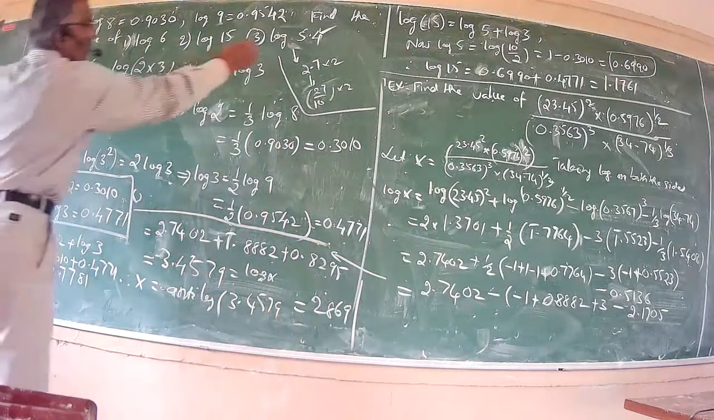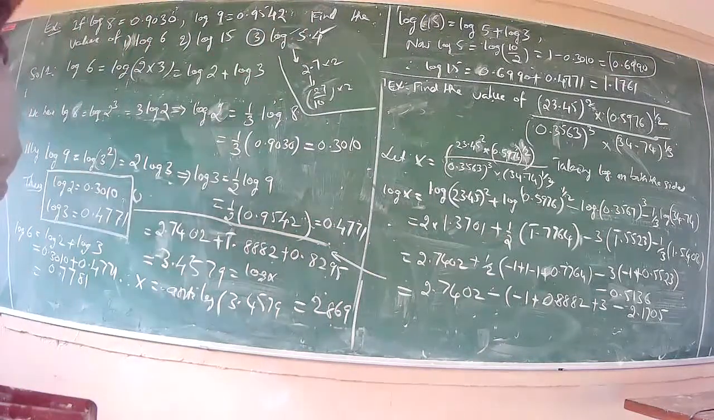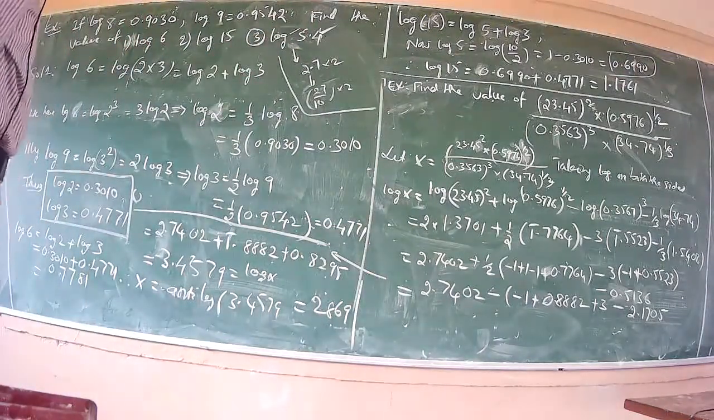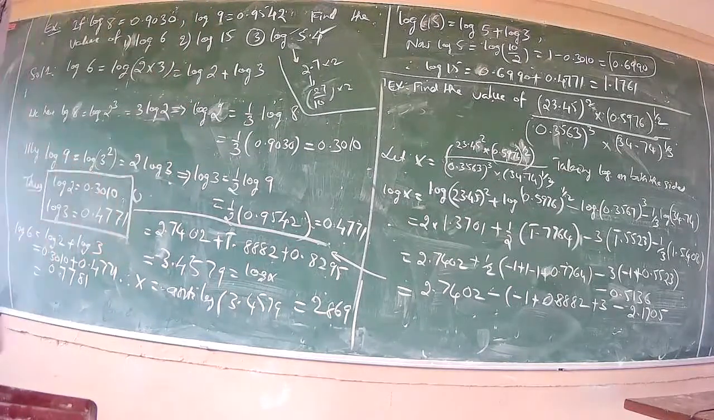Next is log of 5.4. So here again you have to use a trick. So 5.4 is there. How can you write this?